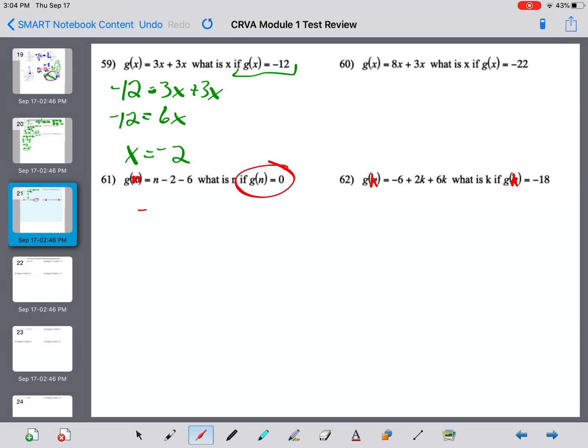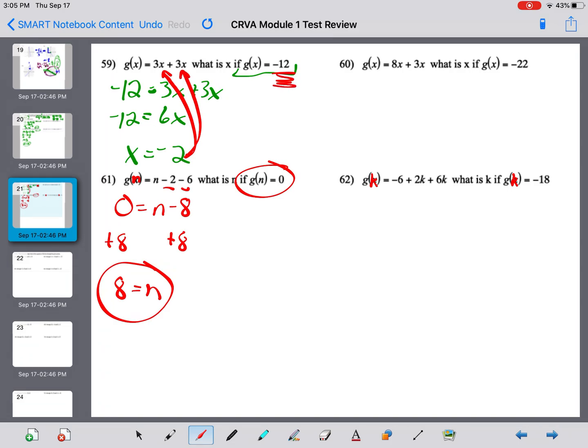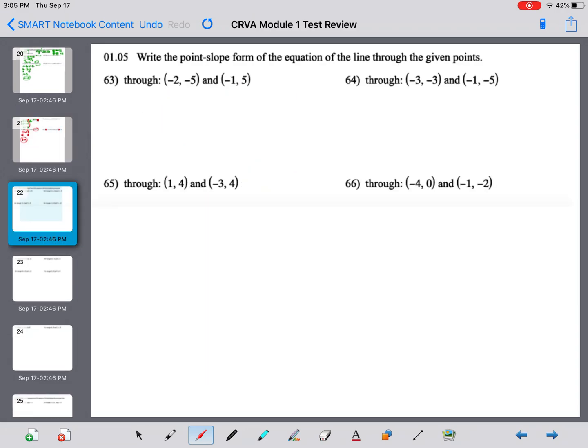So g of n is 0. So my output is 0. What input makes the output equal 0? So here we can combine the numbers. -2 and -6 is -8. So we add 8 and add 8. 8 equals n. And sure enough, if you plug in 8 there and subtract 2 and subtract 6, you get 0. And you can check all of these, folks. You can put -2 back in for x here and here and see what you get. When you simplify it, you'll get -12 if you did it correctly.